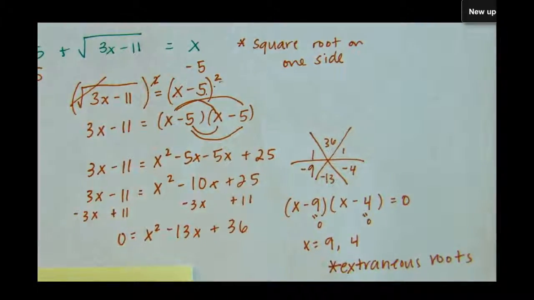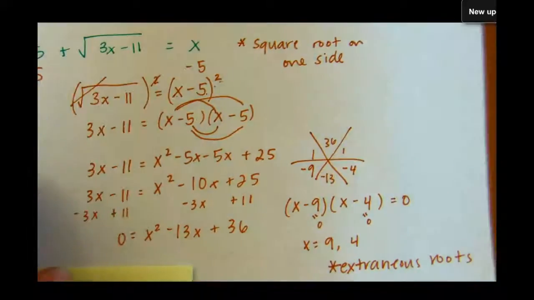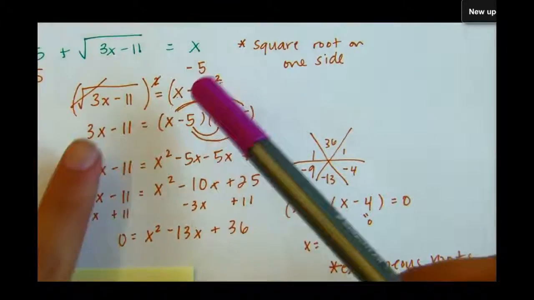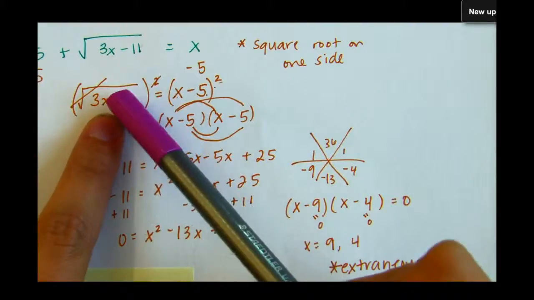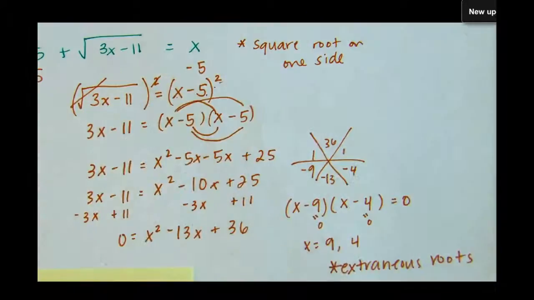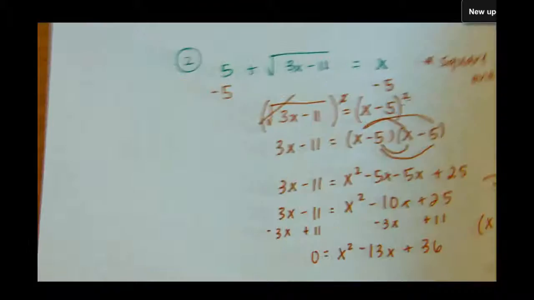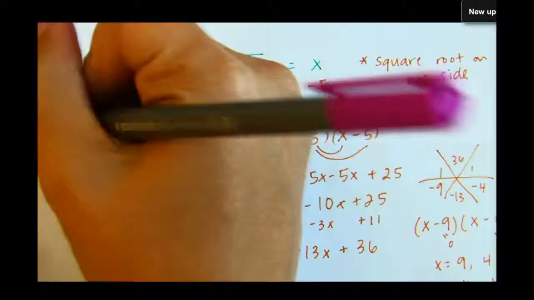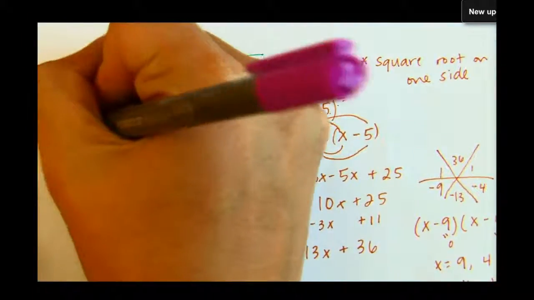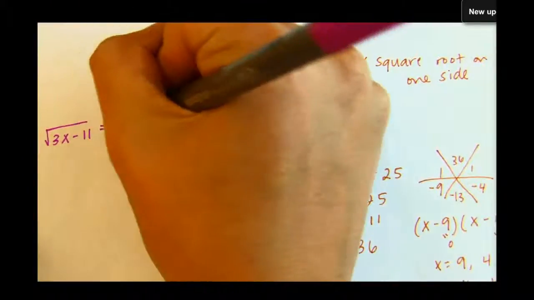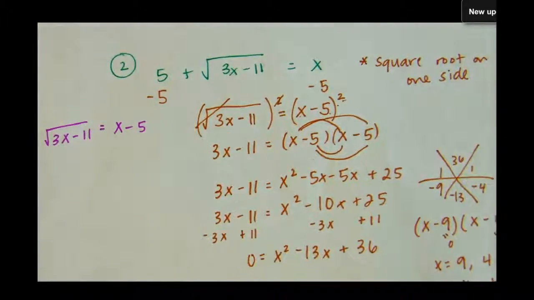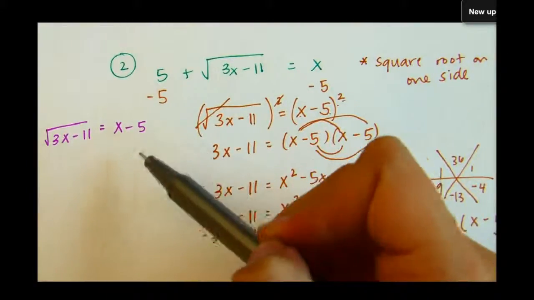And so I'm going to do that the same exact way that I did for my absolute value equations. Once I've isolated my square root, I'm going to go back up to this equation. I'm going to graph these two pieces before I've squared it. So I'm going to go back to the equation. The square root of 3x minus 11 equals x minus 5. And so I'm going to graph these two separate equations.